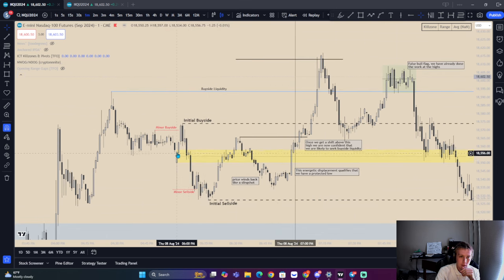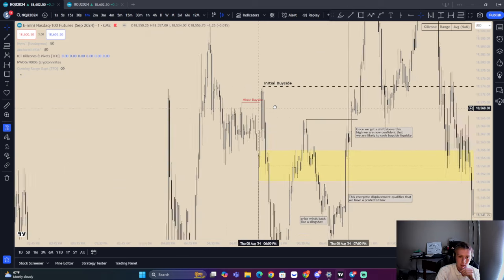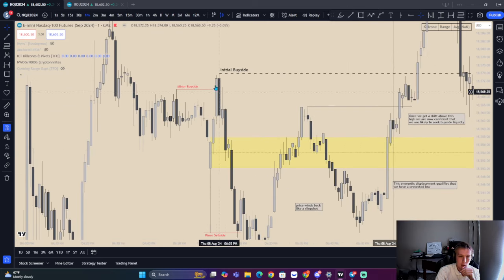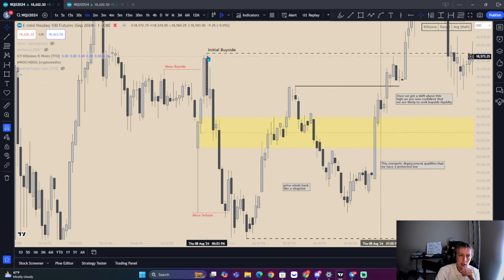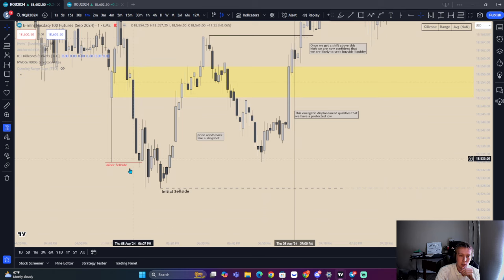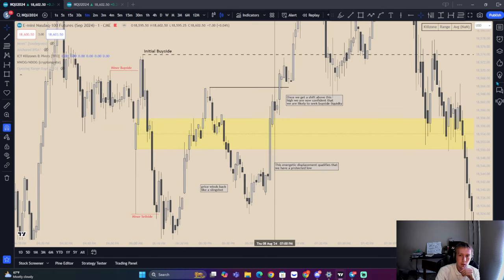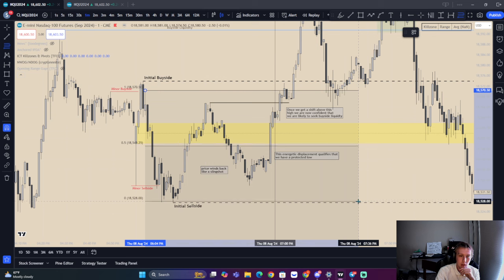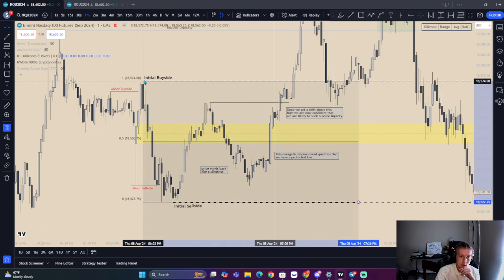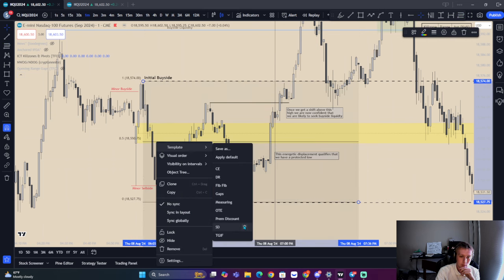Here we have a new day opening gap, and here we just come up and we take buy side. Then we come back down and we have established sell side, minor sell side. So now we have created a dealing range. We have initial buy side and initial sell side, so we have an initial dealing range. If we want to take that dealing range, then we can grade it to see what price is most likely to do.